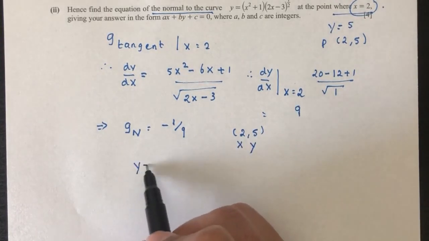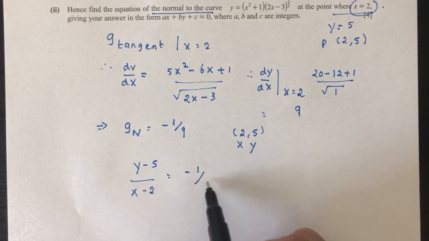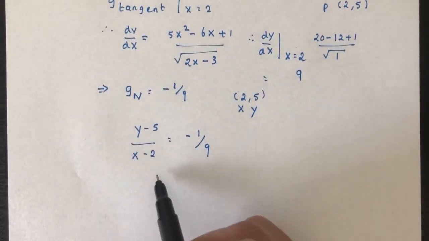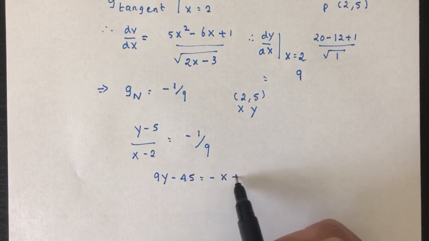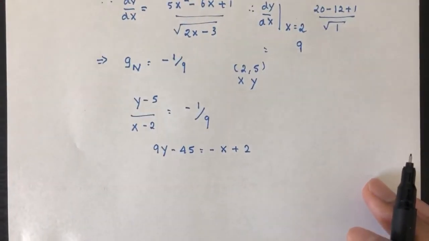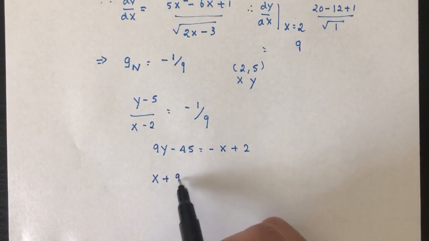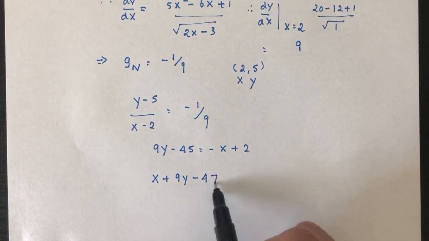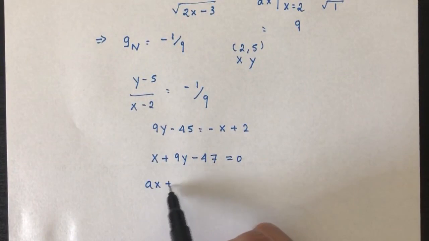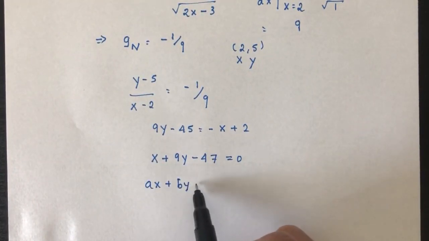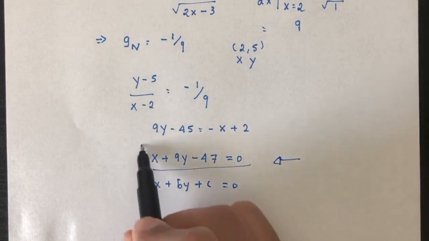So y minus 5 divided by x minus 2 equals minus 1 over 9. Now we cross multiply, we have 9y minus 45 equals minus x plus 2. Now we have to bring x to one side. So it becomes x plus 9y minus 47 equals 0. So your answer is in this form, which is ax plus by plus c equals 0. So this is your answer for the equation of the normal.